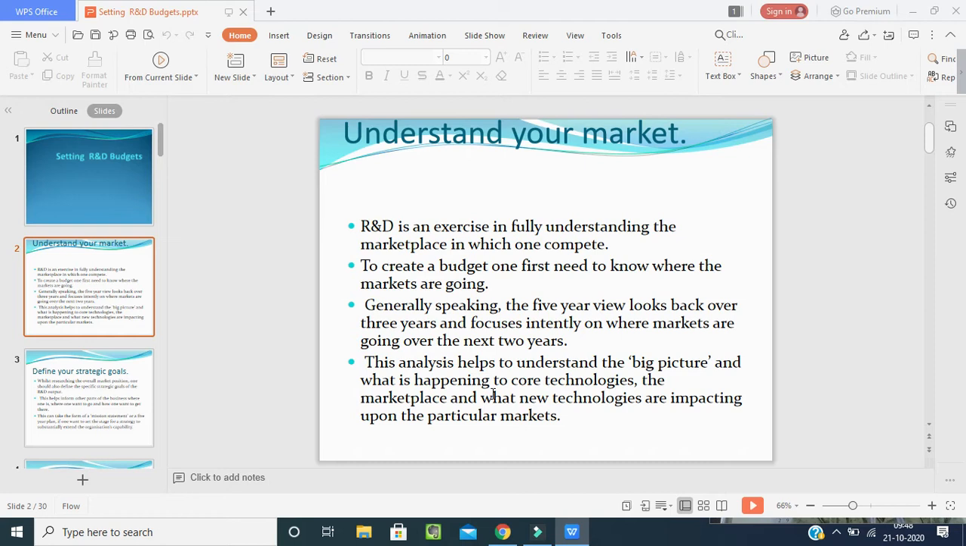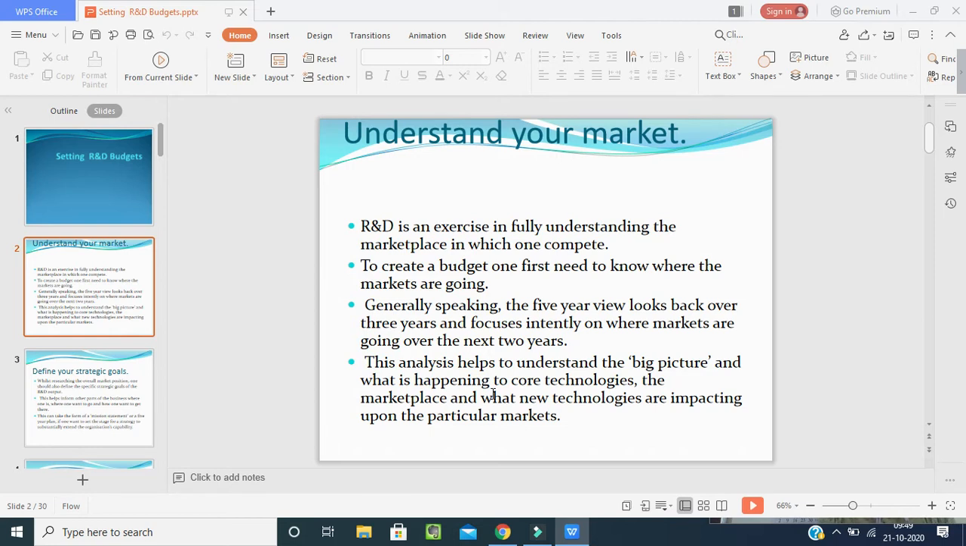See, R&D is an exercise in fully understanding the marketplace in which one competes, and it is used to create a budget. One first needs to know where the markets are going. Generally speaking, the 5-year view looks back over 3 years and focuses intently on where markets are going over the next 2 years. See, overall, nowadays, what is happening?